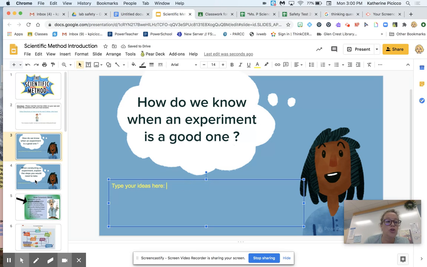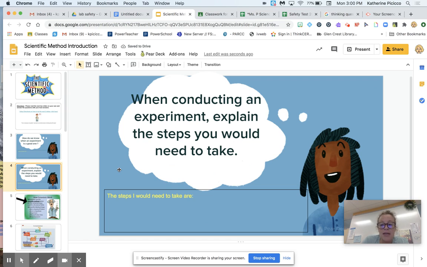Okay, question number 2. When conducting or doing an experiment, explain the steps that you would need to take. And I want you to try to be as specific as possible. So again, you're going to click inside this box. I had to click twice. And you could do it in steps. You could write 1, 2, 3 if you wanted to, and just talk about what you would have to do. Like the first thing that I would do in an experiment is get my materials.